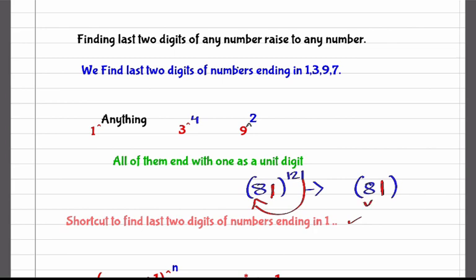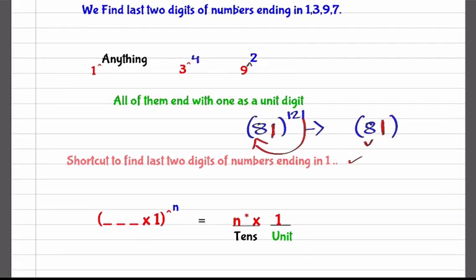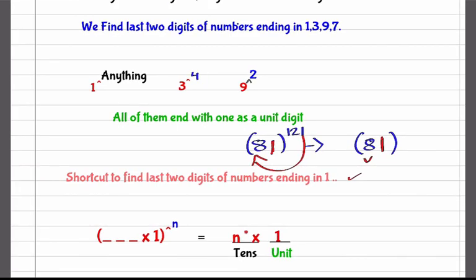In short, for any number ending in 1, how to find out the last 2 digits? The last digit will always be 1. The number is big, but the unit digit is 1. How do you find out the tens digit? Just multiply n into x. N into x is what? Then this is my tens digit. So that is how you find out the digits.